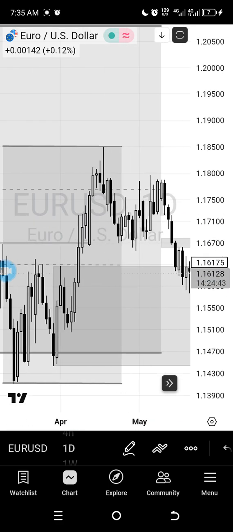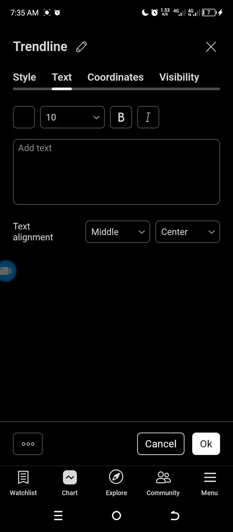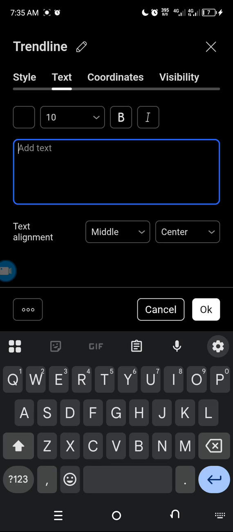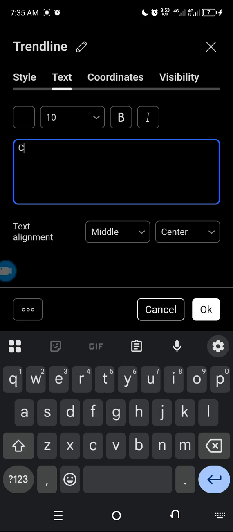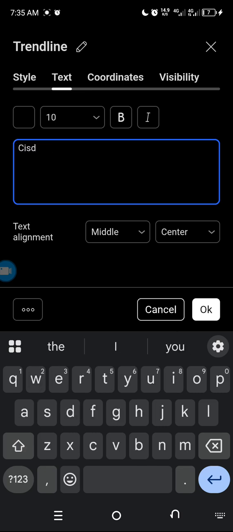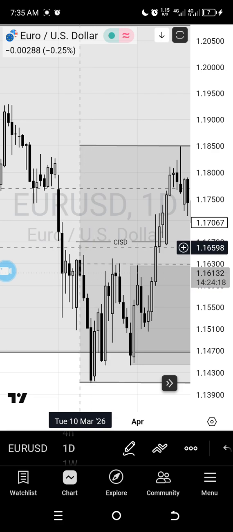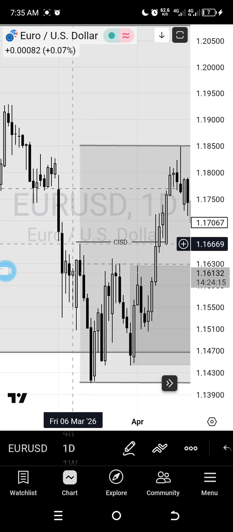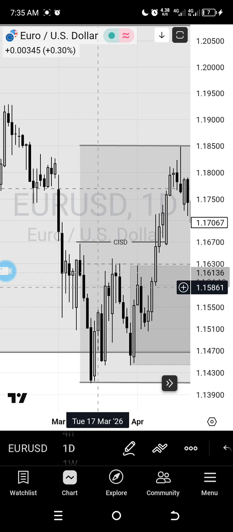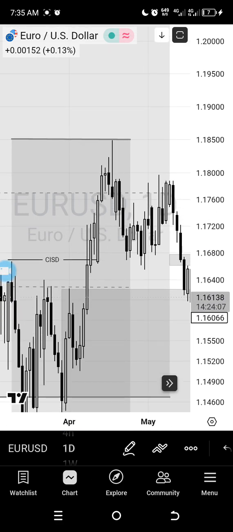Looking at this range high that was swept, we can call it a market structure shift. Or you can say CISD, change in the state of delivery. So the market was pushing lower, and then it started pushing higher. So we can call that the change in the state of delivery, or CISD.